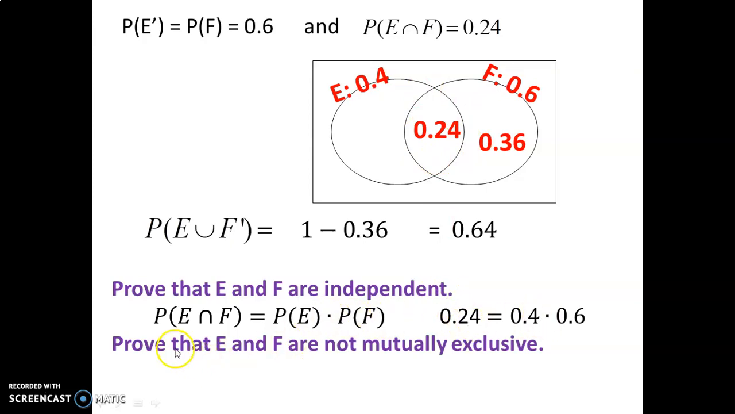Okay, try this one here. Prove that E and F are not mutually exclusive. We can see that on the Venn diagram, but how would you prove it?